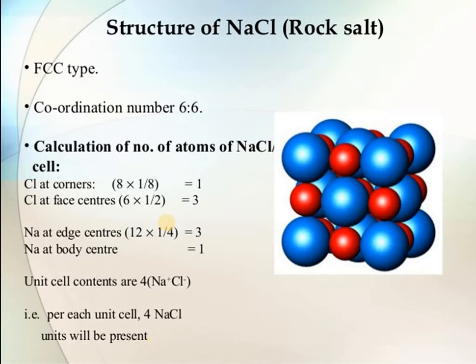Sodium is present at the body center as well as the edge center, and chloride ion is present at the base and at the corners. So here we have calculated the number of atoms required is 4 and 4. So normally we say 4:4, 1:1 ratio. Okay, coordination number is 6:6 as per the radius ratio.